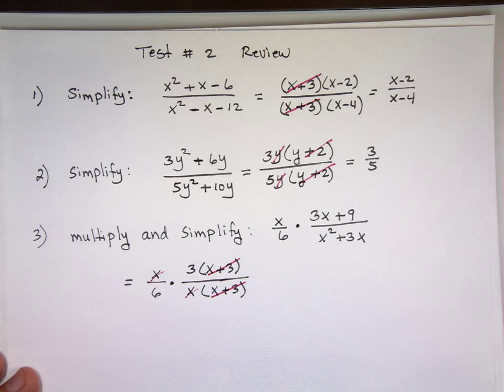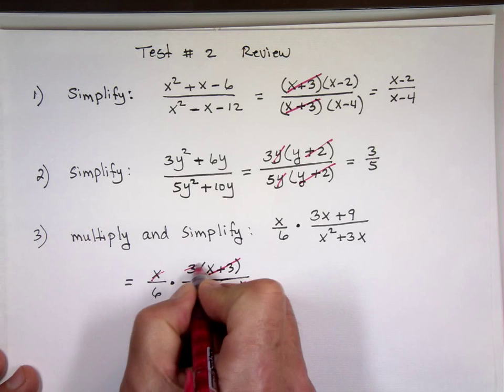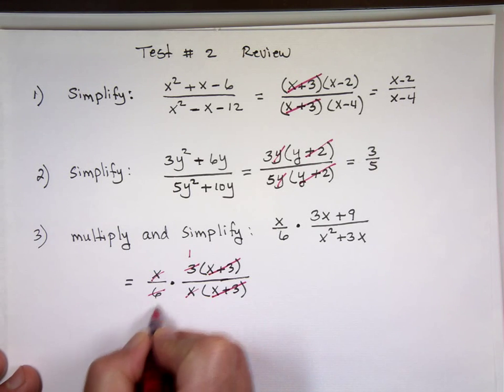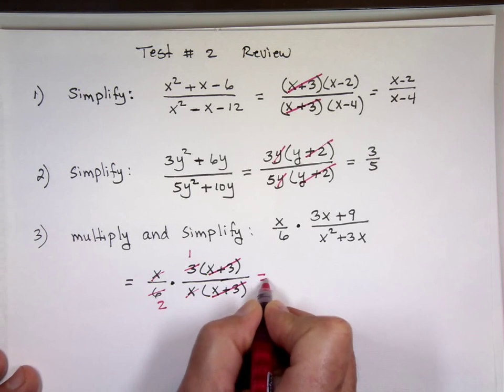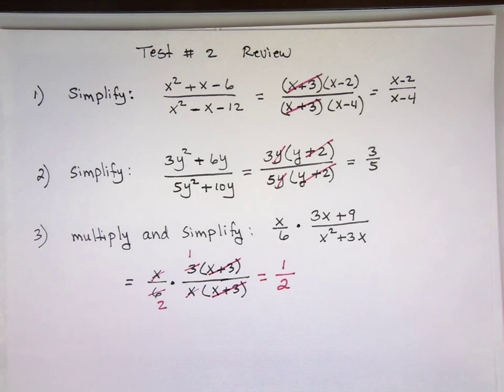Notice 3 and 6. Doesn't have to be the same fraction. You can divide them both by 3. By 3, this is what? 1. By 3, this is 2. So my answer is 1 on the top, and what's left on the bottom? Just 2. 1/2.